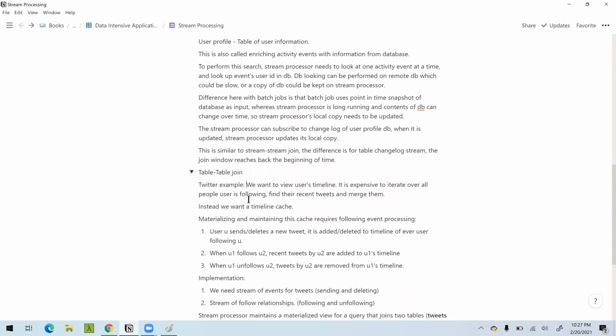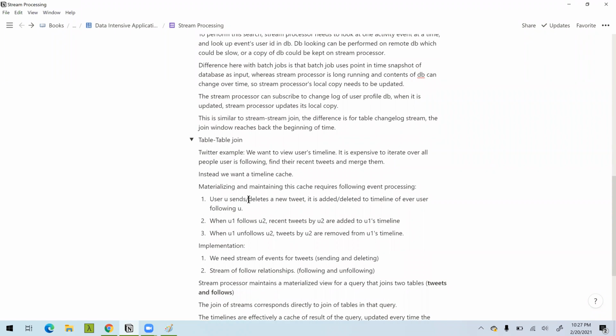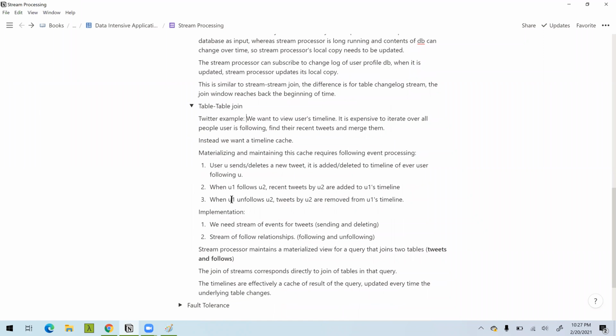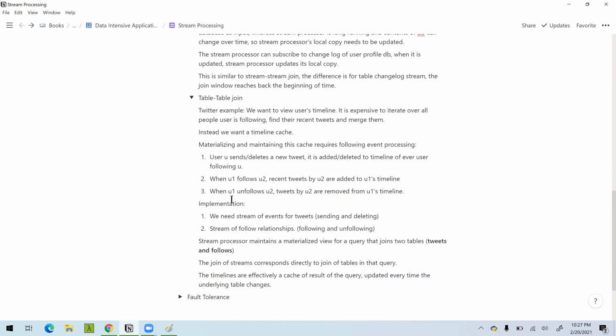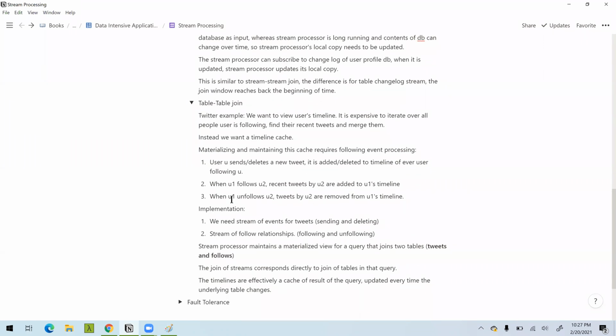So now the table join was explained by the Twitter example. Yeah, I don't know if we have enough time for it, but I think we have only 3 minutes. So yeah, let's try to finish this so that at least we have finished this topic. So the table join was explained by the Twitter example.